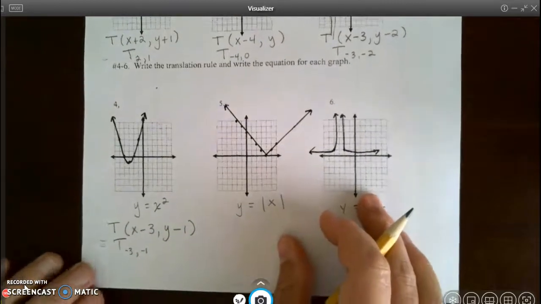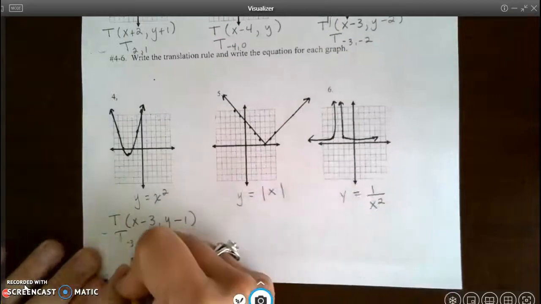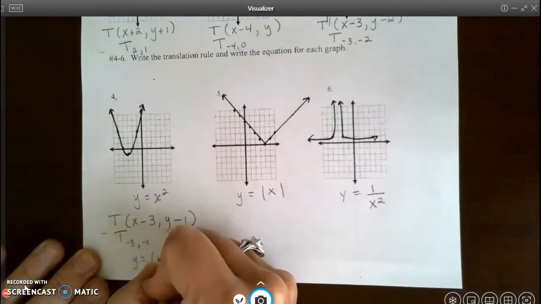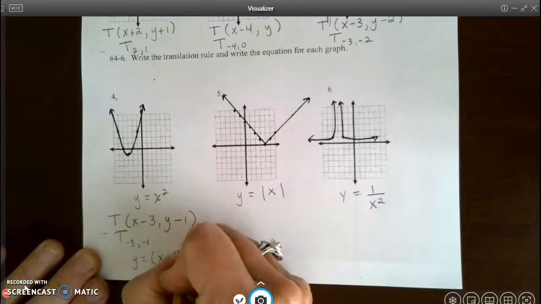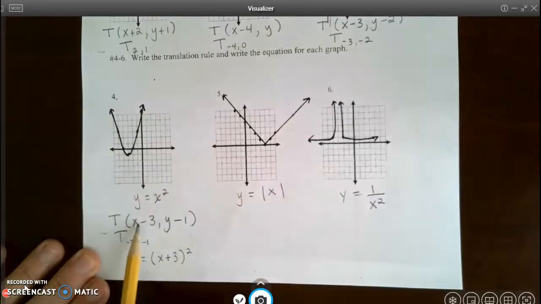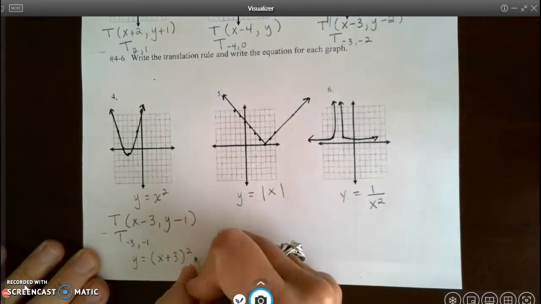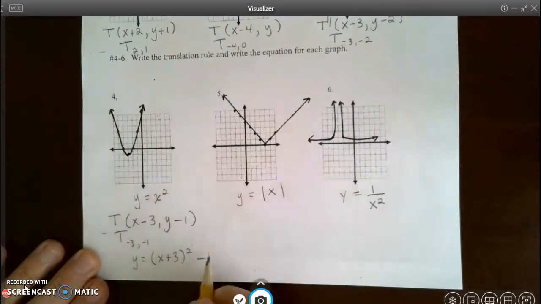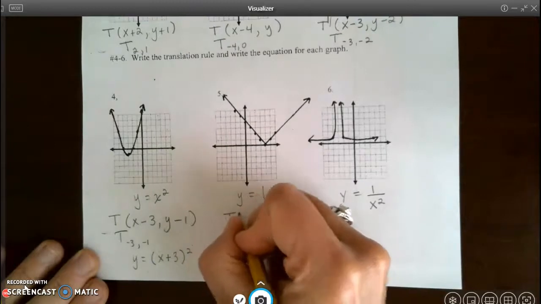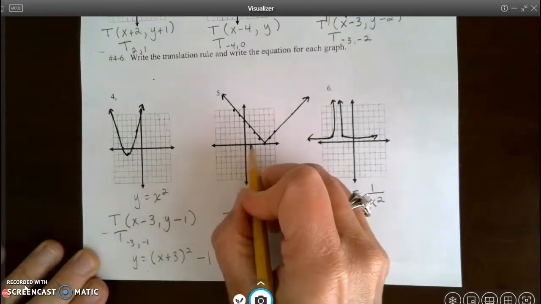Well, now that I have my rule, I can say y equals x plus 3 squared. Notice that the rule and the equation should be opposite when it comes to x, because x lies. But then the y should tell the truth. So there's my equation.